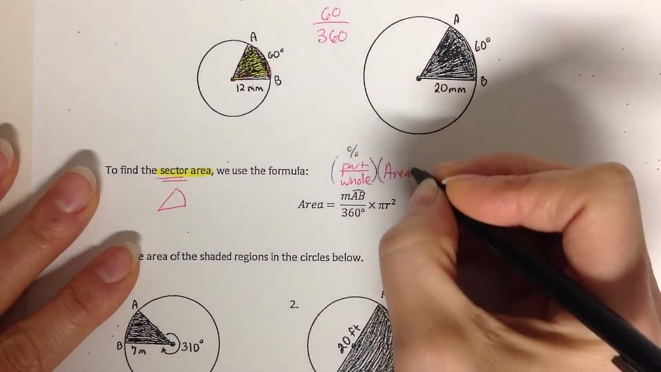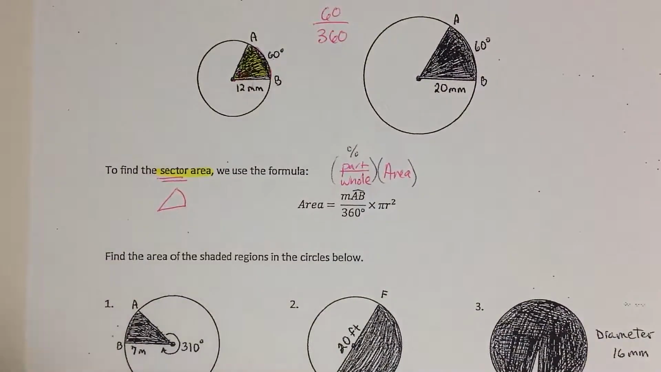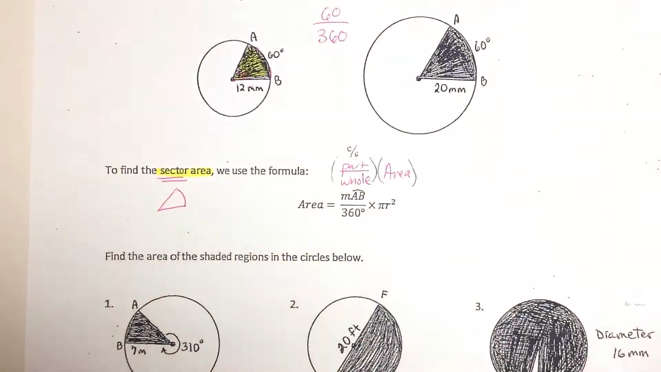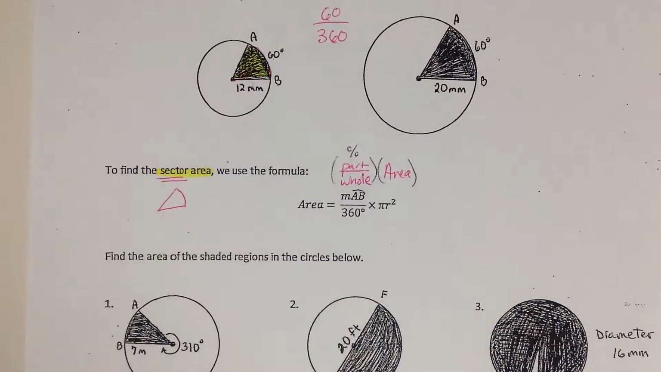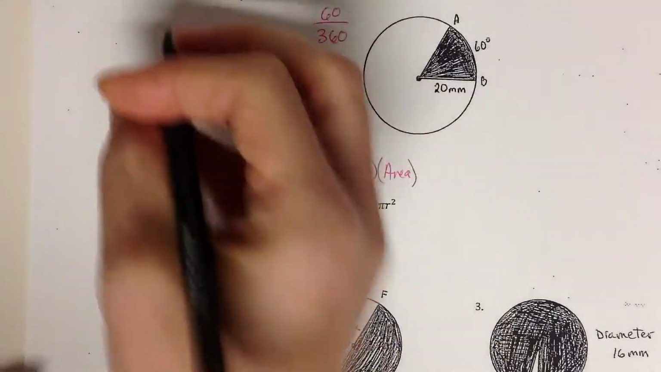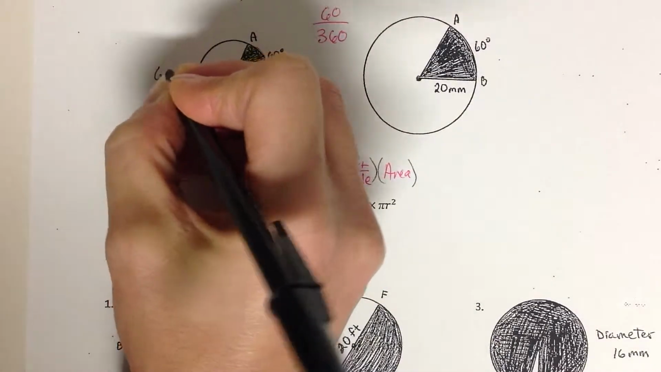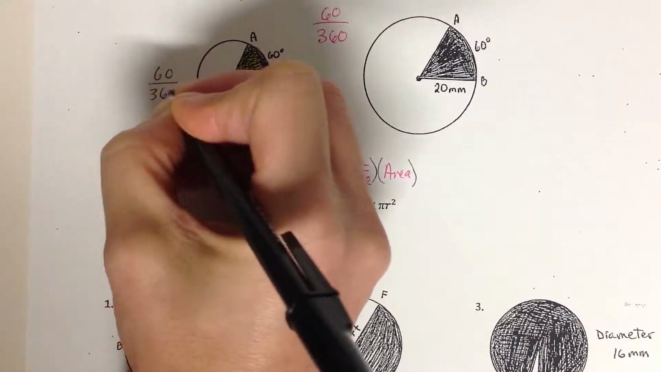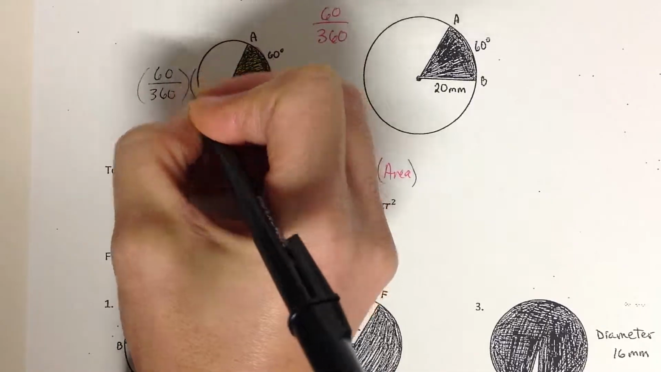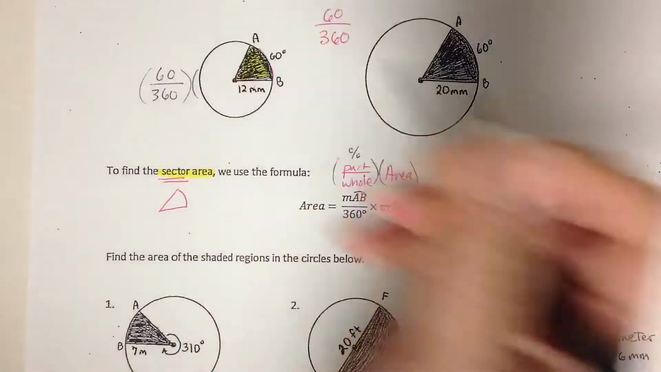So, you know, students have a hard time sometimes. Which formula am I using right here? I mean, if you're using your formula sheet, this isn't hard. You're doing these two things the exact same way. You're finding a percent of the whole. So here we want 60 out of 360 degrees, and we're going to multiply that by the whole area.